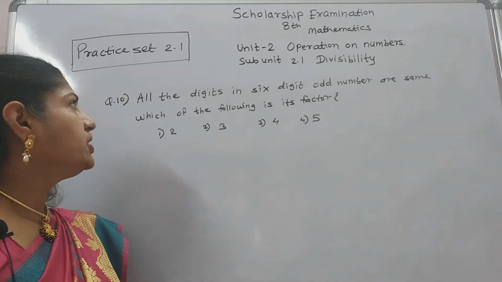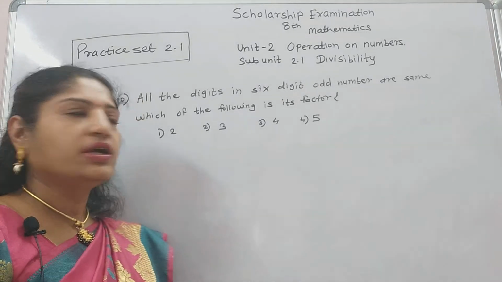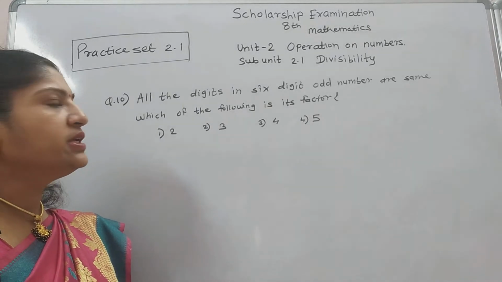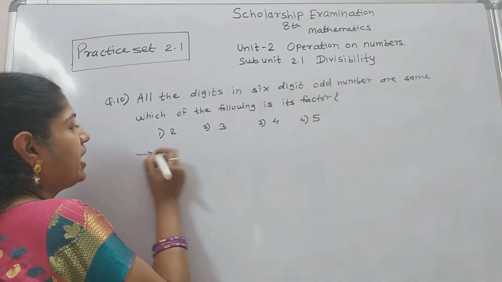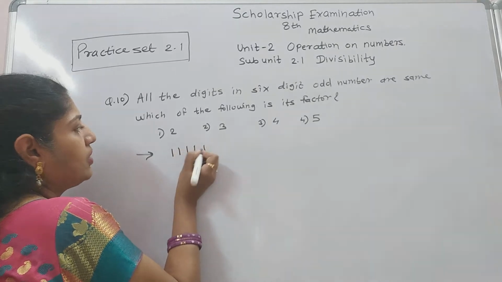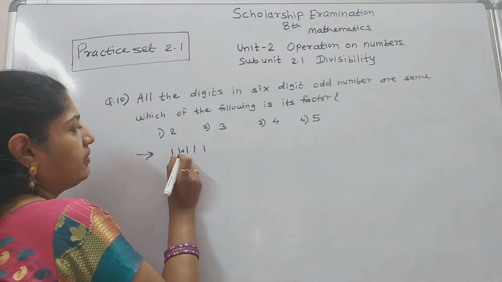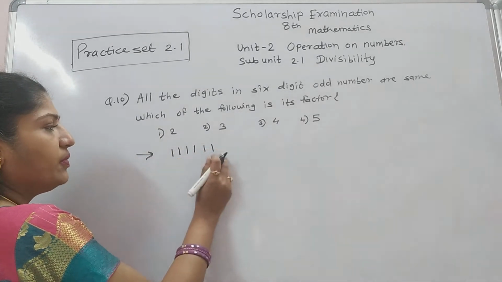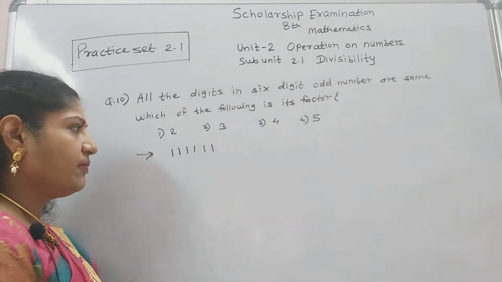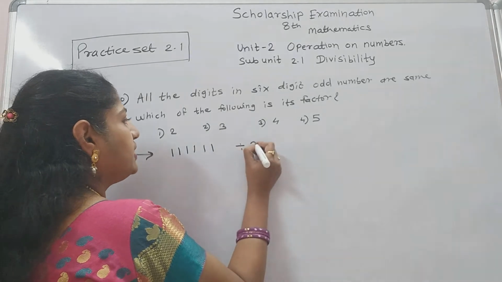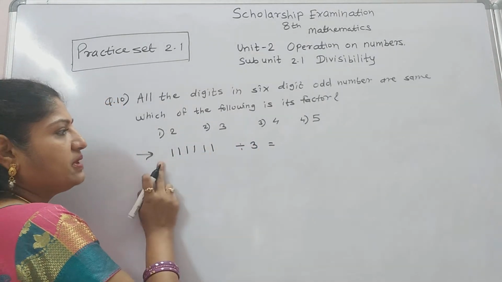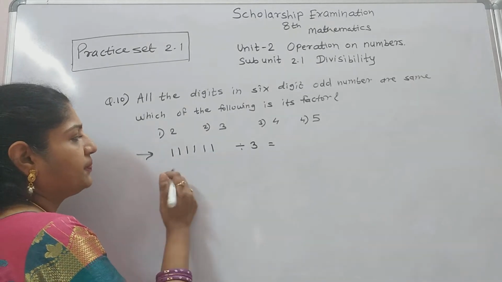Now next question is, all the digits in a 6-digit odd number are the same. Which of the following is its factor? For example, I take the number 11,111. 5-digit number. All the digits are same. It is not divisible by 2. It is divisible by 3.